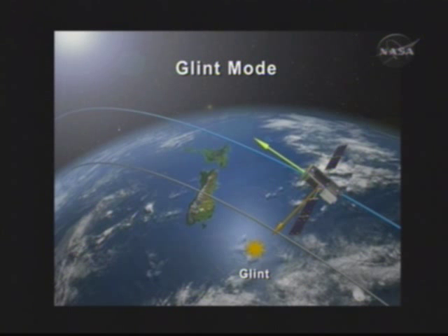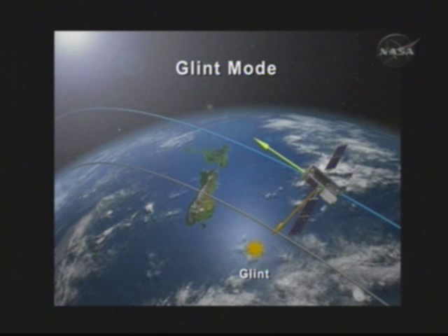Now let's bring up the next graphic. Thank you, glint mode operations. To compensate for the fact that reflectivity off of the ocean surface is relatively low, OCO employs what is known as glint mode. In glint mode, the instrument will be focused on a moving spot on the Earth's surface where the sun's reflection is most intense.